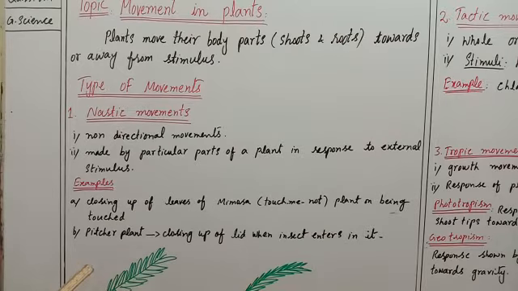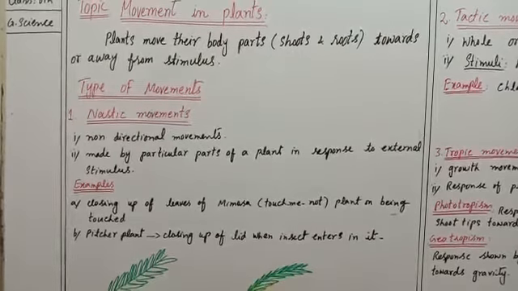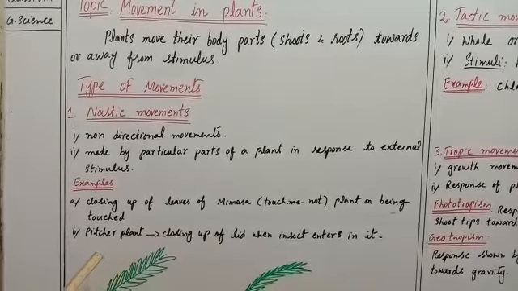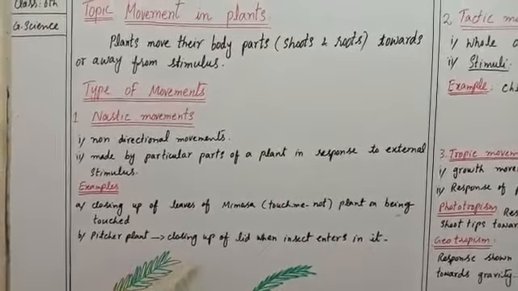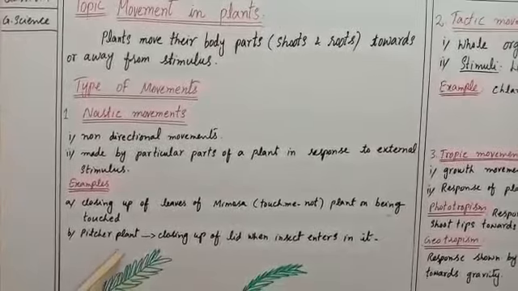Here I have drawn the picture of the leaves of a mimosa plant. When we touch this plant, the leaves close up just like this. And after a short time, after this touch, the leaves again acquire the same position, and the plant behaves as it originally was.